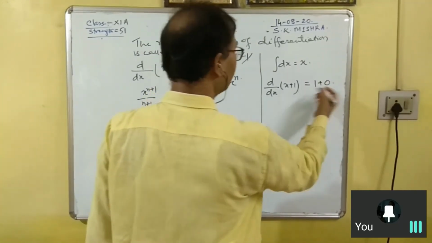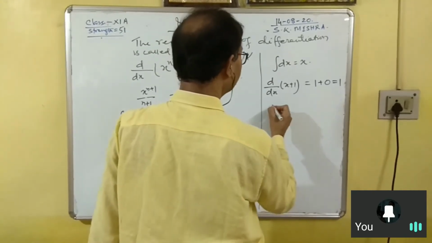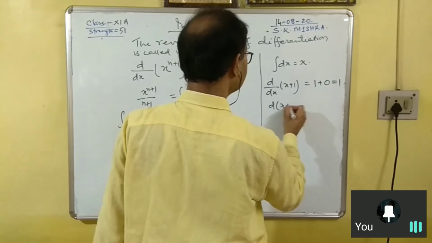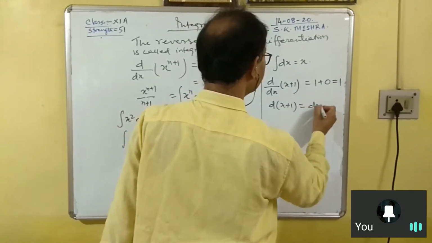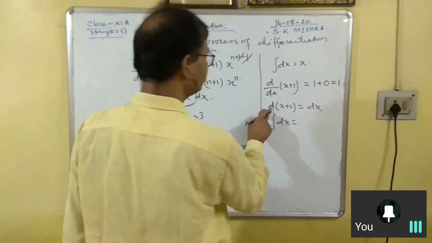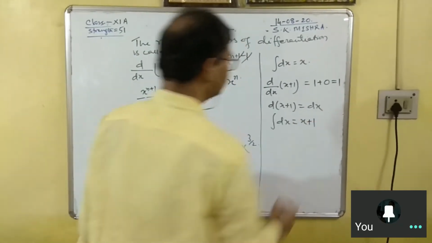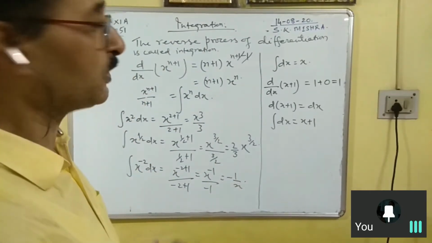So that is 1 only. Okay, transfer this dx to the right side, then d of x plus 1 is equal to dx. If you integrate, then integration of dx, this d will disappear. So you are getting x plus 1. So integration of dx is x plus 1 also.